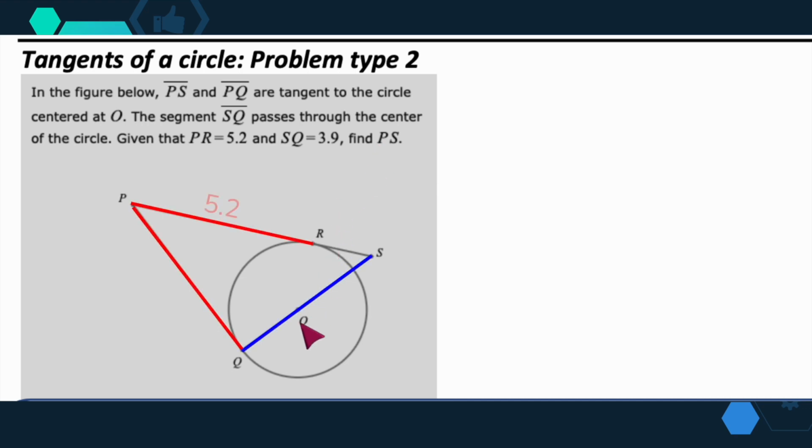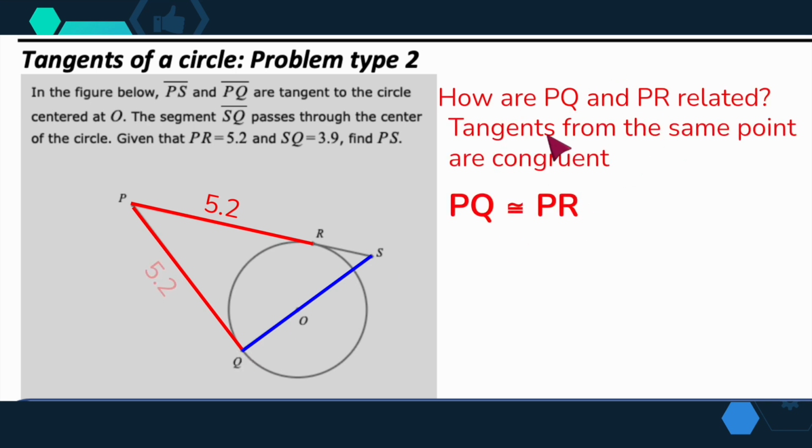So let's go ahead and label all of our given information here so I can see my tangents. And I'm labeling it only to R here because it's the point of tangency. So PR and PQ are going to be the same length. Okay, not all the way to PS. That's actually what they're asking us to find. So if I know that PR is 5.2, I also know that PQ is 5.2. Okay, because remember, those are both tangents from the same point. So they're both going to be 5.2. They also told us that SQ was 3.9. Okay, so that's labeled in there.